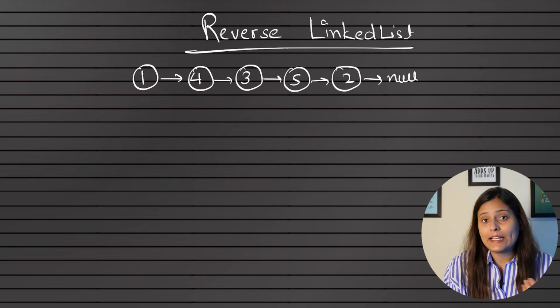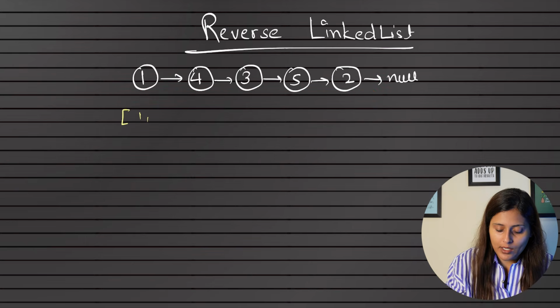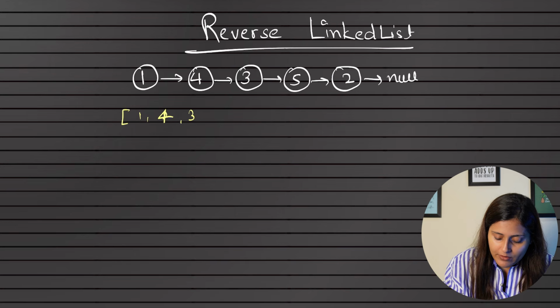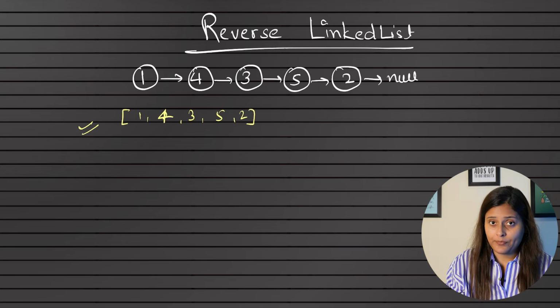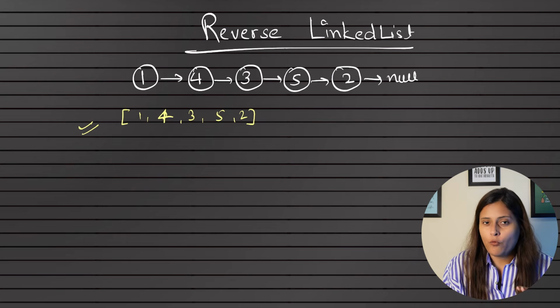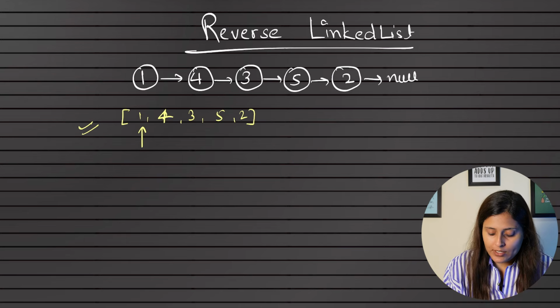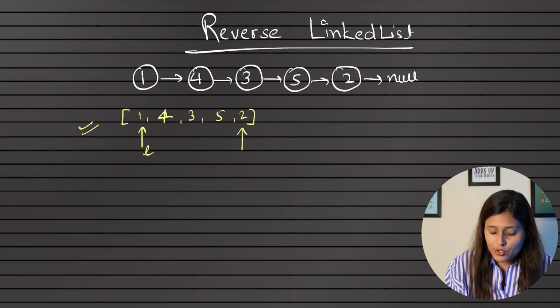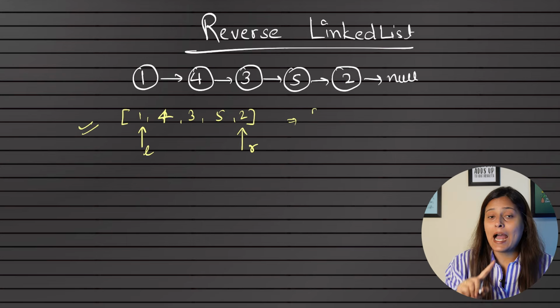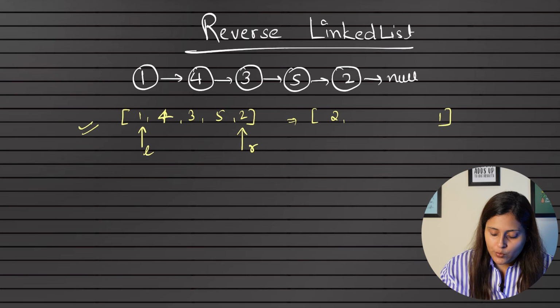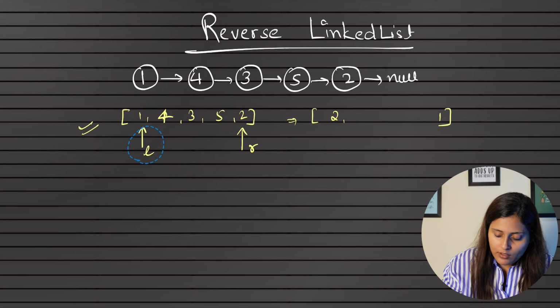Suppose this was not a linked list, suppose this was an array. Okay, so suppose this was an array, means we will have 1 4 3 5 and 2. So if we have an array and we have to reverse this, what would we have done? The very first approach is using the 2 pointer approach, means left pointer will point here and right pointer will point here, and then we will swap both. So it will become 2 and then 1.